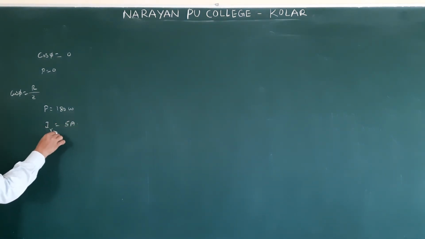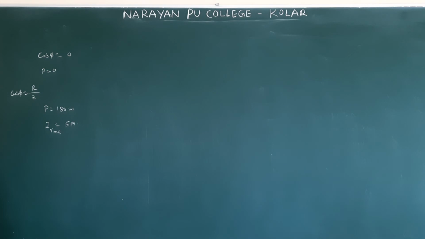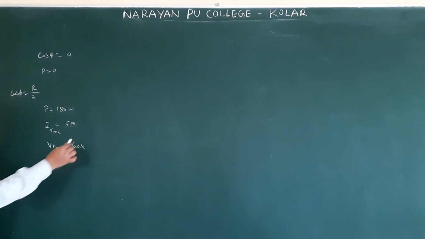What does virtual current mean? It is the RMS value of current; another word for RMS current is virtual current. And the virtual voltage VRMS is equal to 60 volts. Correct? 60 volts.